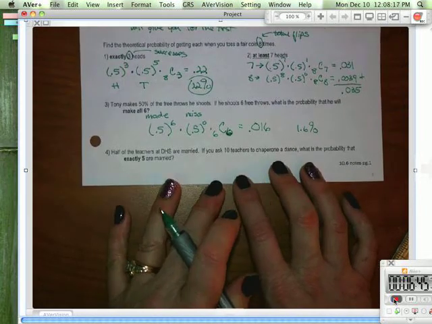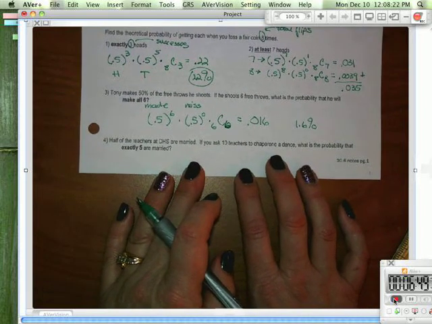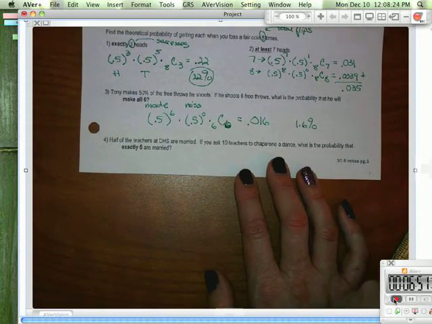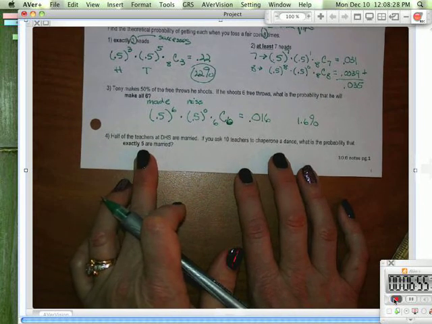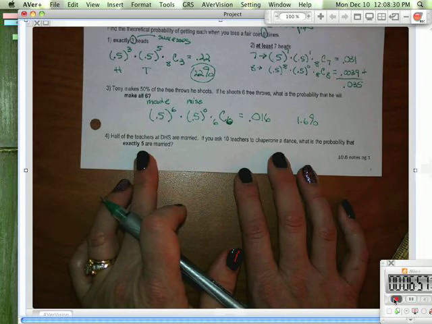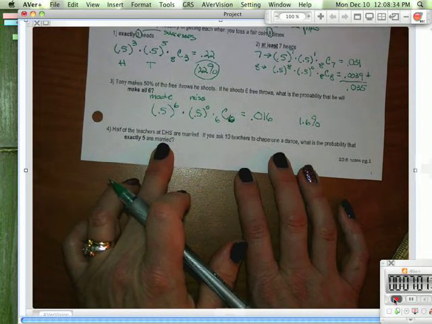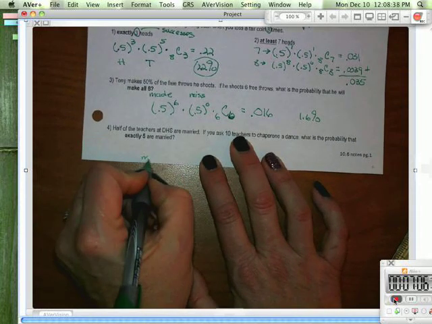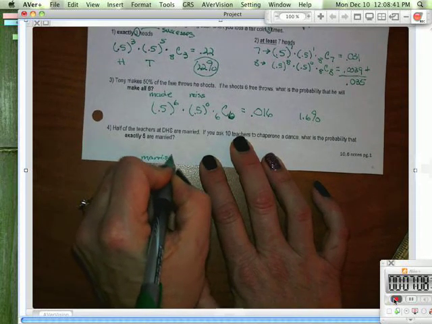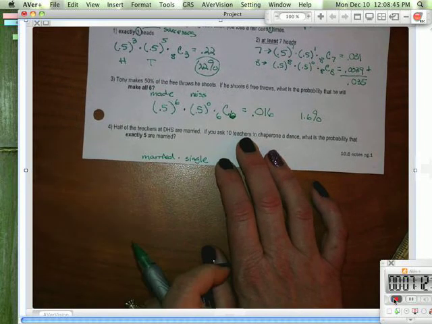Let's try another one. Half of the teachers at DHS are married. If you ask 10 teachers to chaperone a dance, what is the probability that exactly 5 are married? Okay, well, since it says half, that means 50-50 chance. 50% are married. So what we need to do is we want our successes to be married. This sounds kind of funny, but our failures to be single.